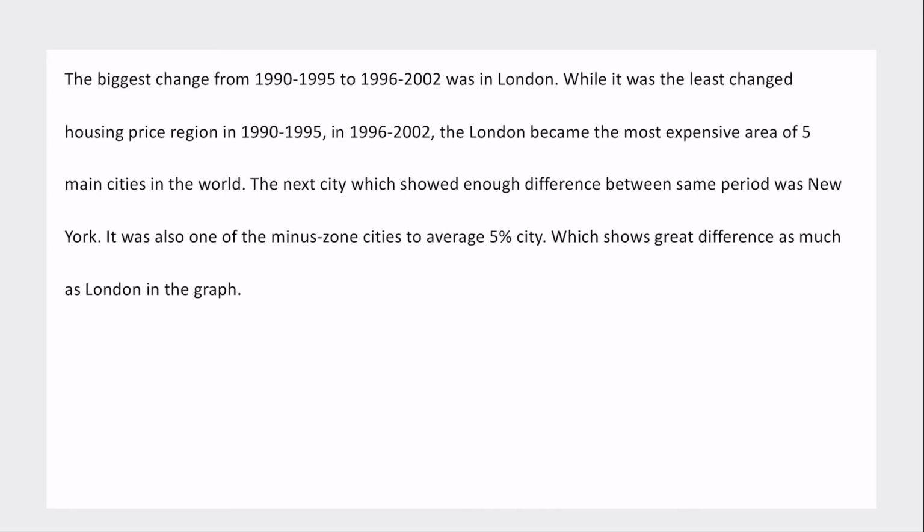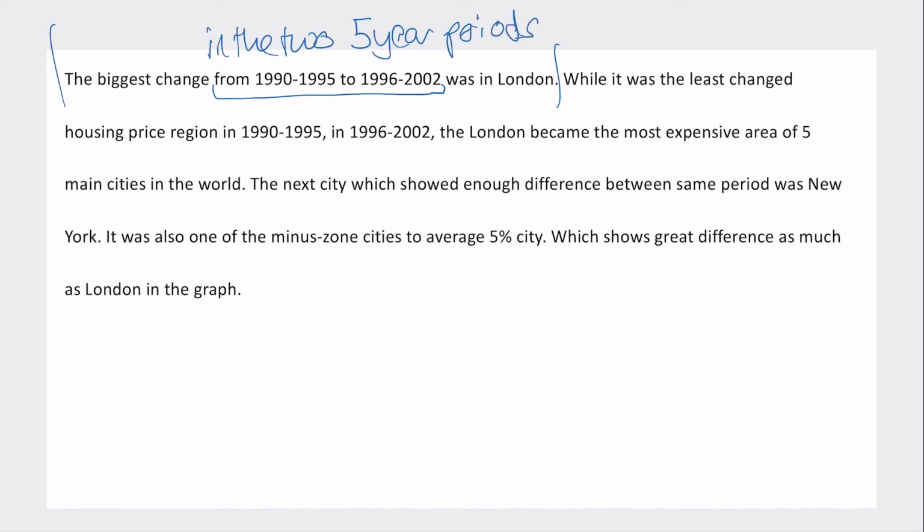Okay, so I would say rather than this, if I read this out, this is really hard to read. Listen to me read this sentence. The biggest change from 1990 to 1995 to 1996 to 2002 was in London. That's hard for me to read. So I would say the biggest change in the two, maybe just say 5-year periods, even though technically it's 6 years, or the biggest change, maybe say across the 12 years, or something like that. It's much easier to read than having all of these numbers.